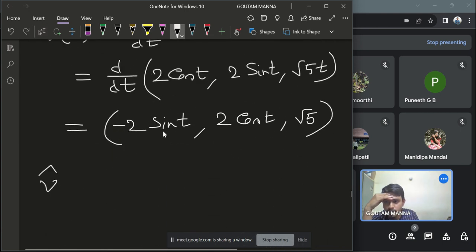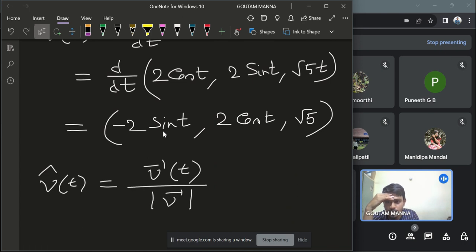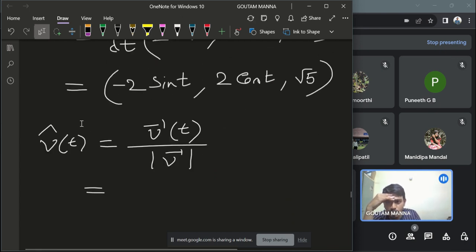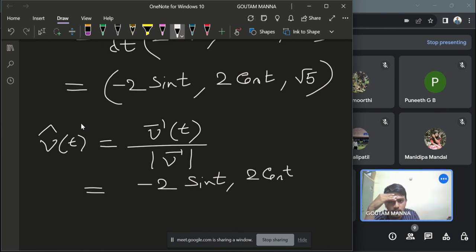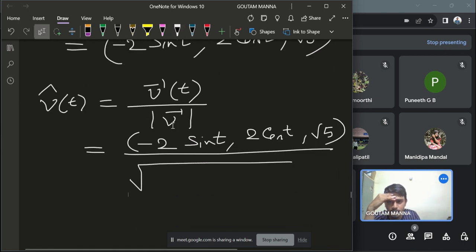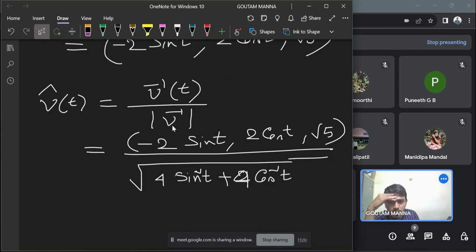which will be v t by mod of v, and v is already calculated, minus 2 sin t, 2 cos t, root 5, and mod of v will be root under x component square, that is 4 sin square t, plus y component square, y component is 2 cos t, so it will be 4 cos square t, and plus z component square, that is 5.